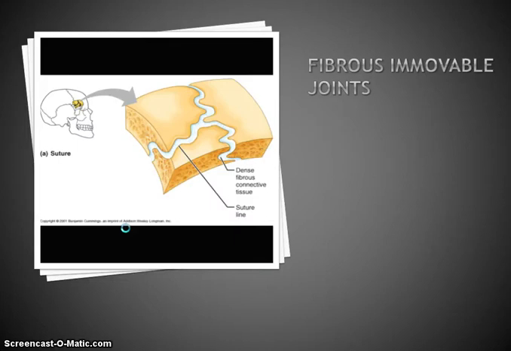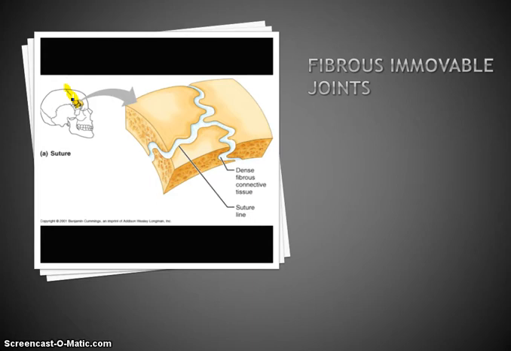We also have joints. There are three main types of joints. The first one is called fibrous immovable joints. Immovable meaning it does not move. There are no gaps between, and there's hardly any movement. And we see this on our skull.